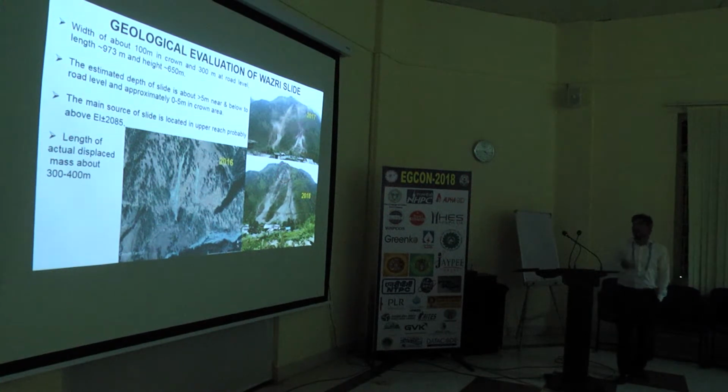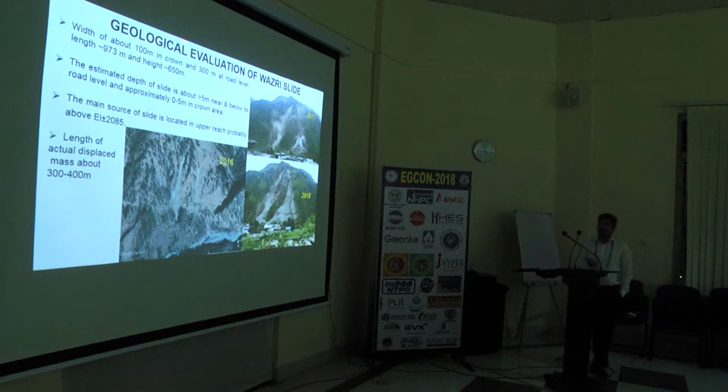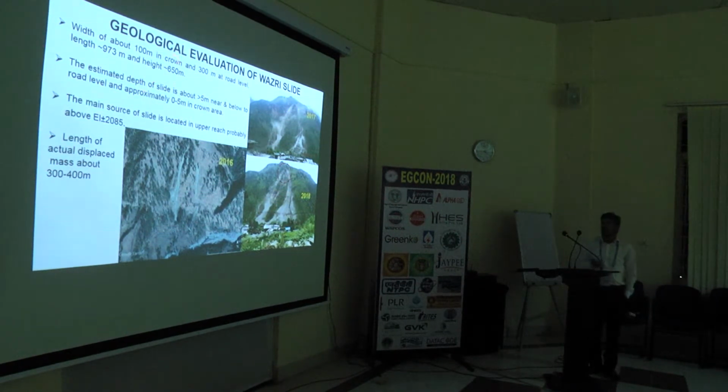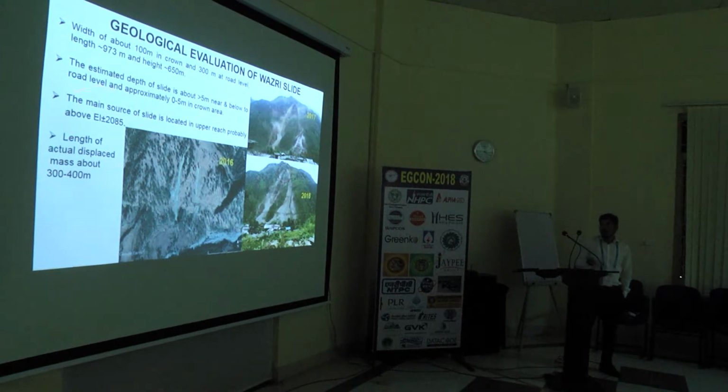Next. The geological evaluation. We have evaluated that the width of the slide is about 100 meter in the ground portion, 300 meter at road level, the length is more than 900 meter, and the height is more than 650 meter. The depth of the slide near the road is more than 5 meter, and in the crown portion it is probably somewhere 0 or 5, or even more than 5 meter. But it was not possible to go there during the study, because the study was done in the rain period, so there is no approach road or path to go there.